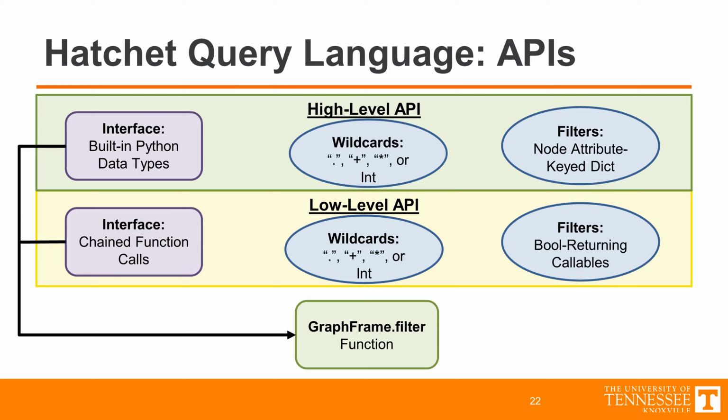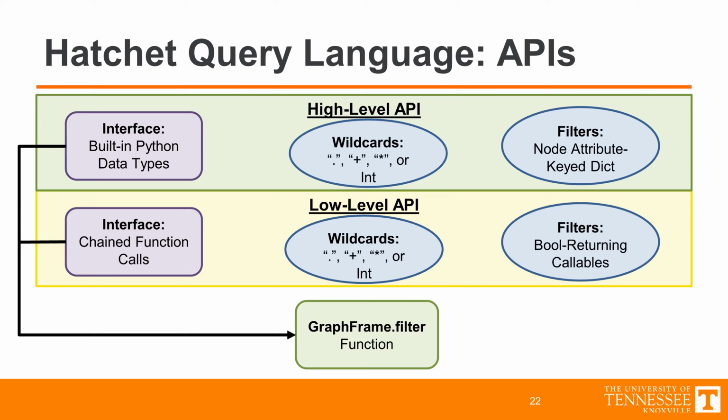In Hatchet, the query language has two API levels, a low level and a high level. In both levels, wildcards are represented by one of the following: dot, plus, star, or an integer. The meanings for these values, particularly the strings, are derived from standard regex syntax. So dot means match one node, plus means match one or more nodes, star means match 0 or more nodes, and an integer means match exactly that number of nodes.